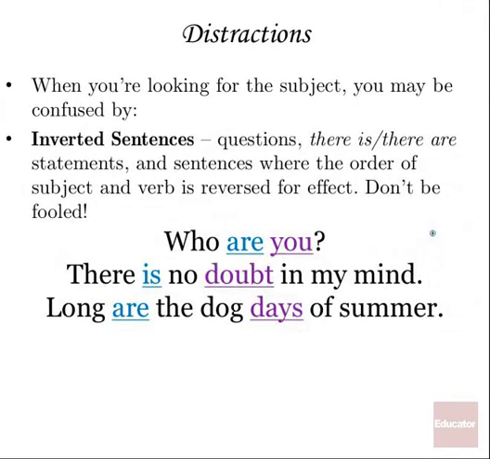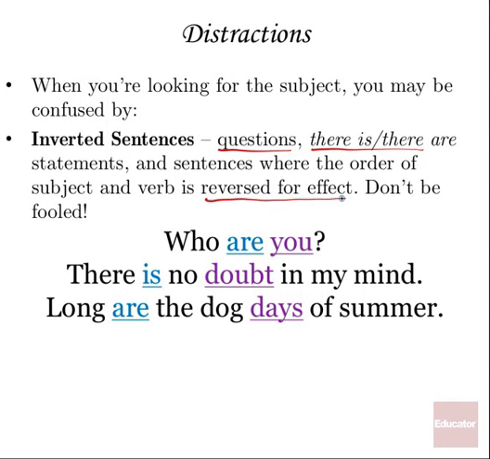Now the second thing that can distract you is an inverted sentence. We talked about these a little bit when we talked about sentence types and about subjects and predicates. Inverted sentences are sentences where the subject follows the verb. These may include questions, there is, there are statements, and sentences where the order of subject and verb is reversed for effect. Don't be fooled by these. Look for the actual subject and the actual verb.